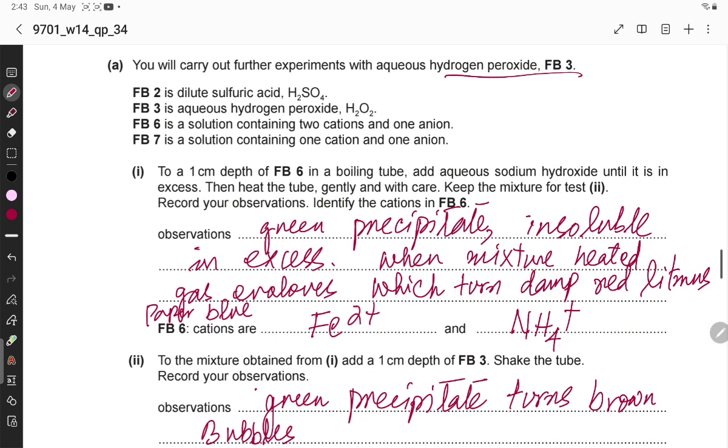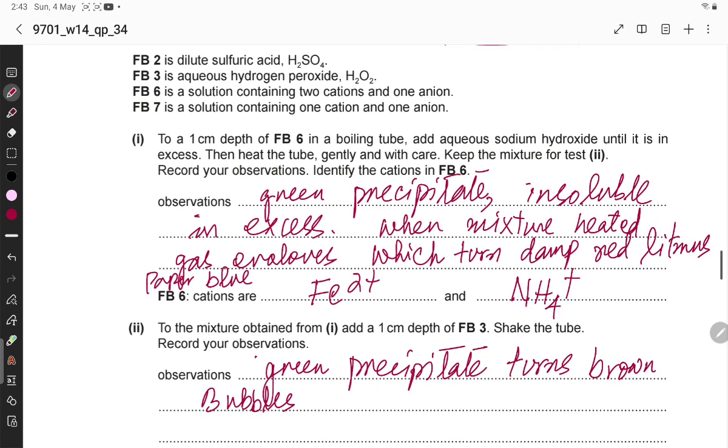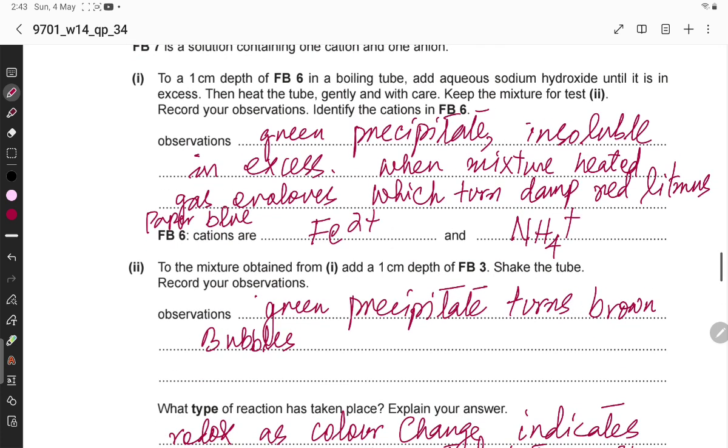To a 1 cm depth of Fb6 in a boiling tube, add aqueous sodium hydroxide until it is in excess. Then heat the tube gently and with care. Keep the mixture for test 2. Record your observation. Identify the cations in Fb6. Observation is green precipitate insoluble in excess. When the mixture is heated, a gas evolves which turns damp red litmus paper blue. It means ammonium ions and iron 2 ions are present in Fb6.